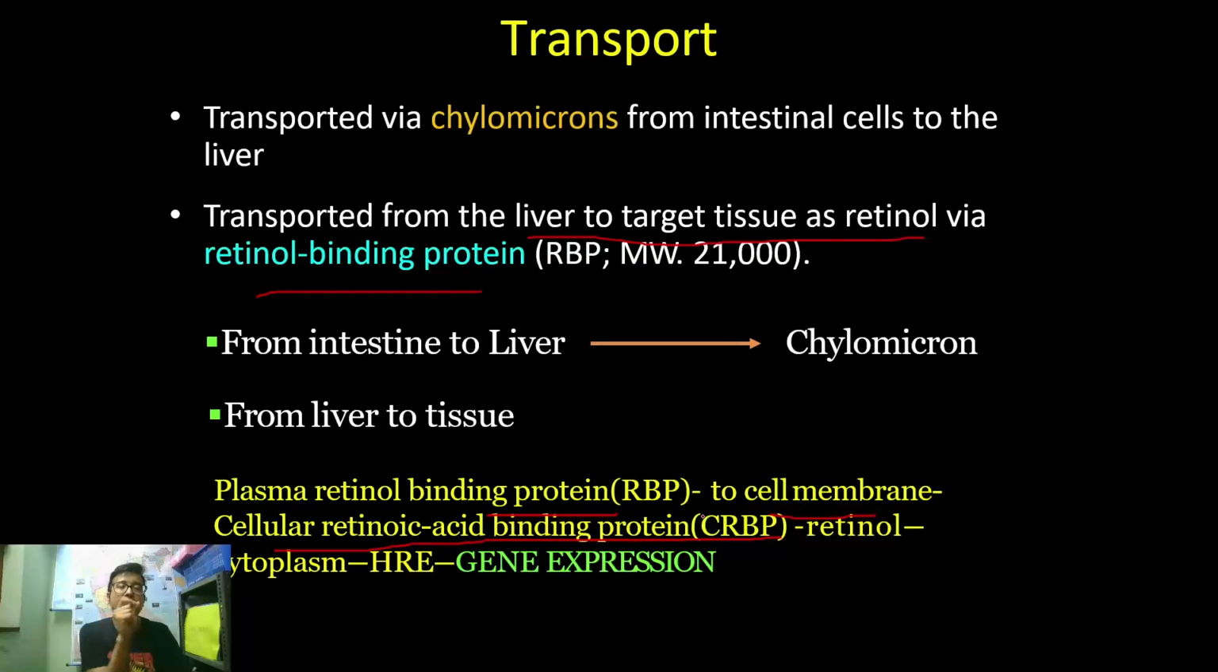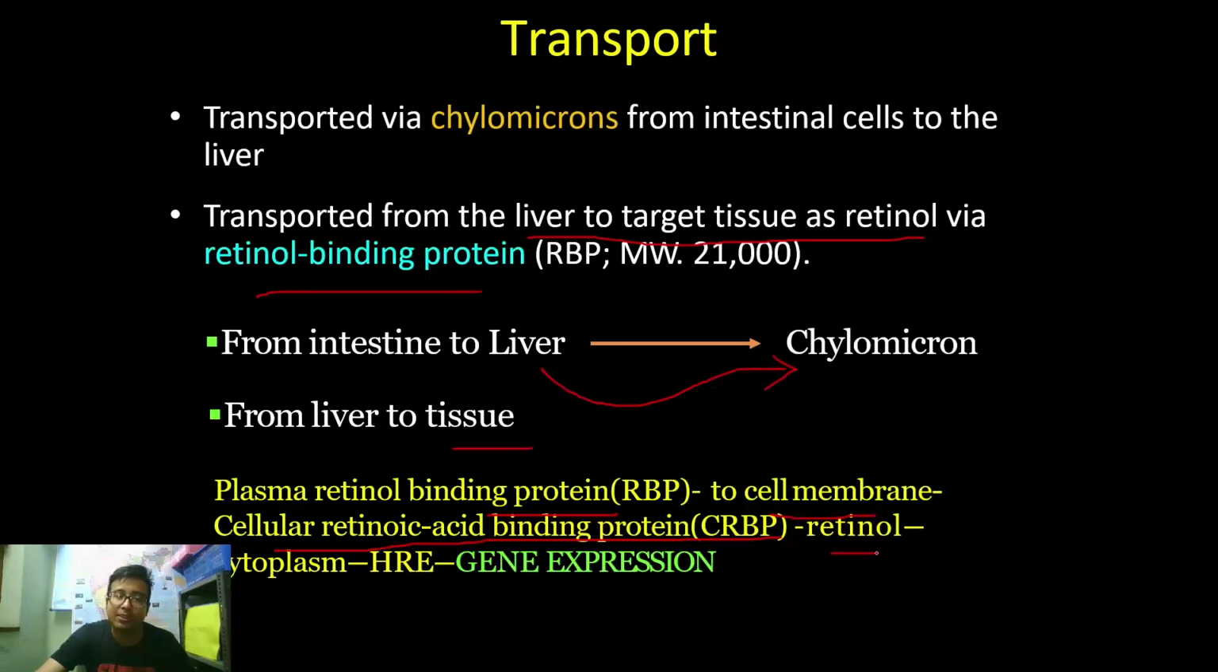Again you need to recall, from the intestine they are absorbed via chylomicrons and transported to the liver, and from the liver lipoprotein metabolism ultimately leads to formation of chylomicron. From chylomicron via the lymphatic system they go into the blood. From blood they end up in tissue, and plasma retinol binding protein takes them to the cell membrane. In the cell membrane, cellular retinoic acid binding protein is also known as cellular retinol binding protein, CRBP, not only retinoic acid.